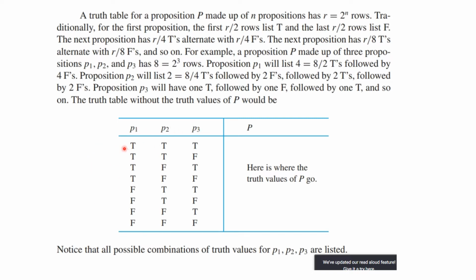The easiest way to list the 8 possibilities is to go 4 T's, 4 false, 2 T's, 2 false, 2 T's, 2 false, and alternate TFs. And that gets all the values there. So that's all the possible combinations. So those are what you have to evaluate.